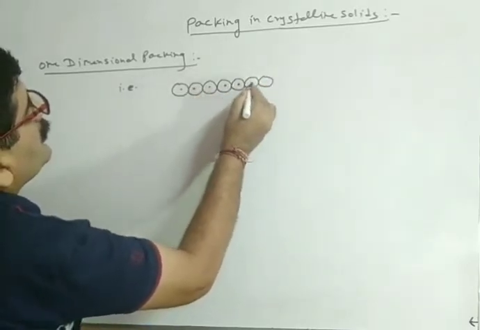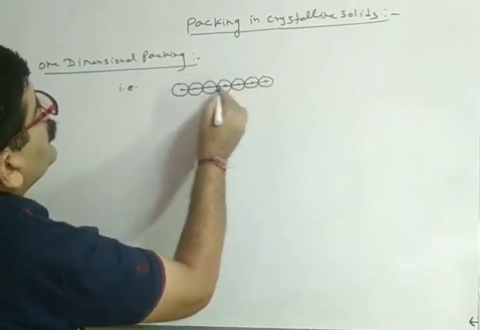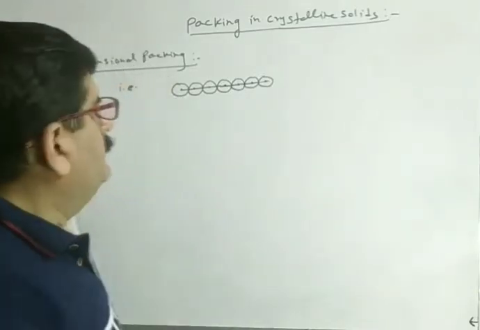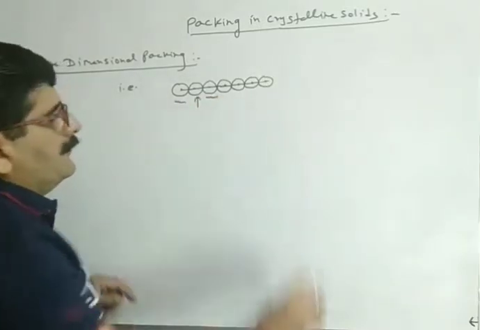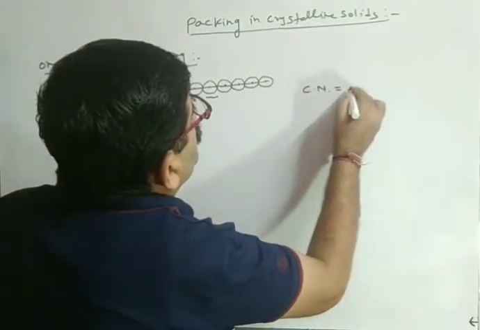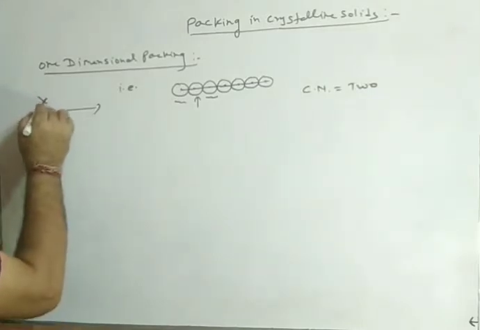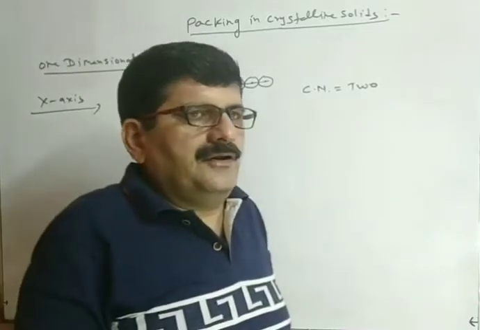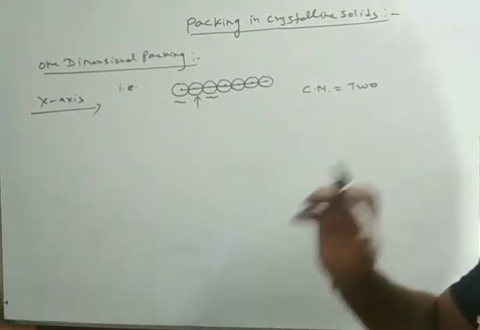suppose all circle centers are connected to each other, then a straight line is obtained and one circle touches two circles. That's why the coordination number is equal to what? 2. Only one axis, x-axis, alone atoms are arranged. That's why this type of packing is known as one-dimensional packing.